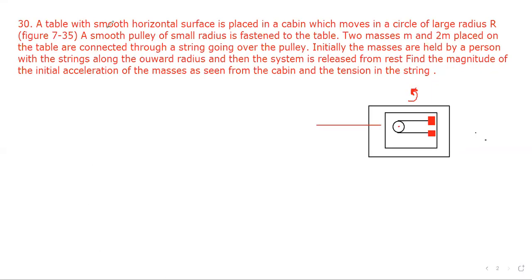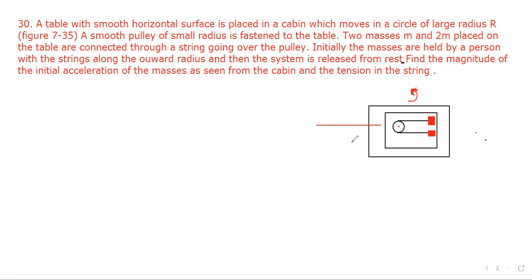So next question is, a table with a smooth horizontal surface is placed in a cabin which moves in a circle of large radius. A smooth pulley of small radius is fastened to the table. Two masses M and 2M placed on the table are connected through a string going over the pulley. Initially, the masses are held by a person with the strings along the outward radius, and then the system is released. Find the magnitude of the initial acceleration of the masses as seen from the cabin and the tension in the string.